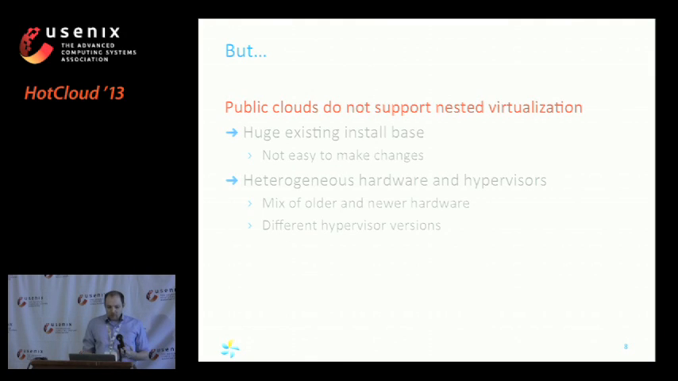Now, remember that what we want to do is create our nested cloud on top of a public cloud infrastructure. But public clouds do not support nested virtualization. This is mostly because they don't need to, but also because such support would be very hard, if not impossible. Many clouds, Amazon for example, have a mix of older and newer hardware, and older hardware does not always support nested virtualization at all. Also, Amazon runs different hypervisor versions, and it would be impossible for them to enable nested virtualization.